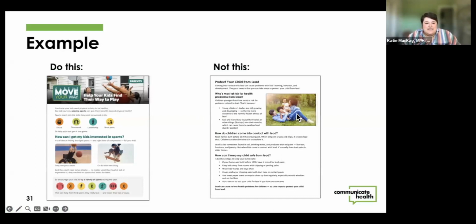So you can see here we have an example with one photo versus one where you have multiple photos. It adds visual interest as well as lets you see a different audience.